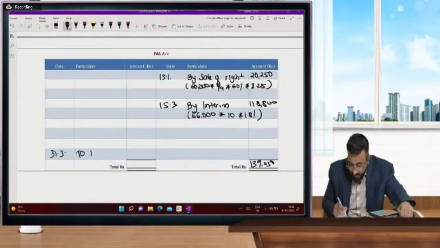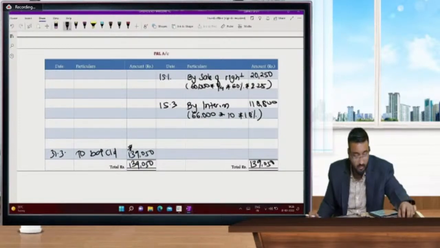Two, balance carried down, over, nothing sold. P&L account. P&L account.